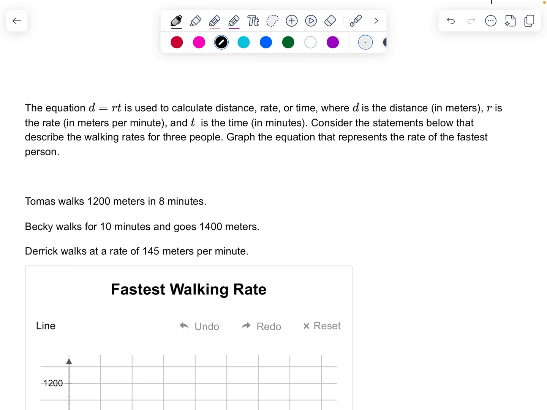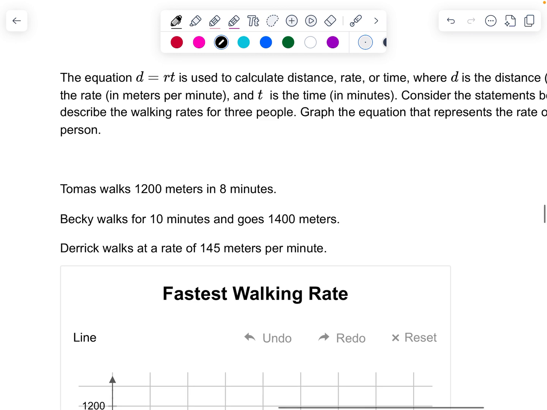So we're doing distance in meters. The rate, meters per minute, and time is in minutes. Okay. Consider the statement below describing the walking rates of these three people. Graph the equation to represent the rate of the fastest person. Okay. Well, remember, it's going to be D equals RT, right? Well, what are they giving us? This is D, meters. This is time, right?